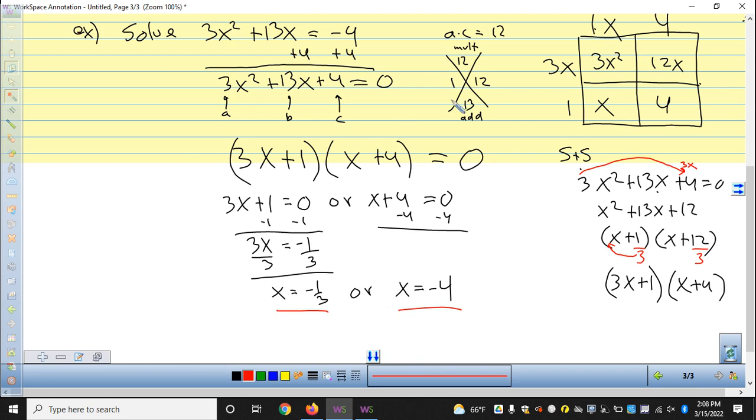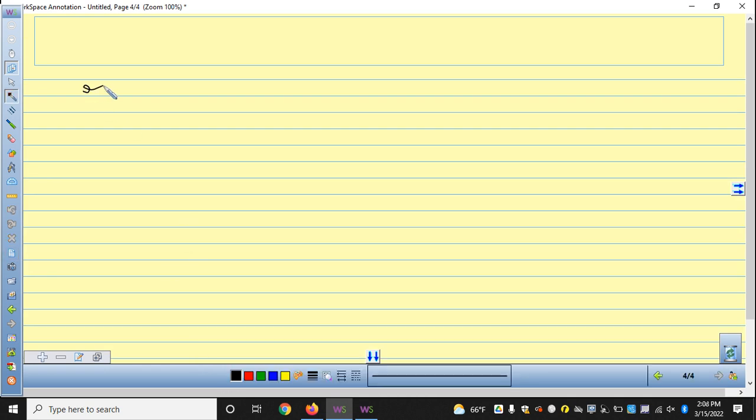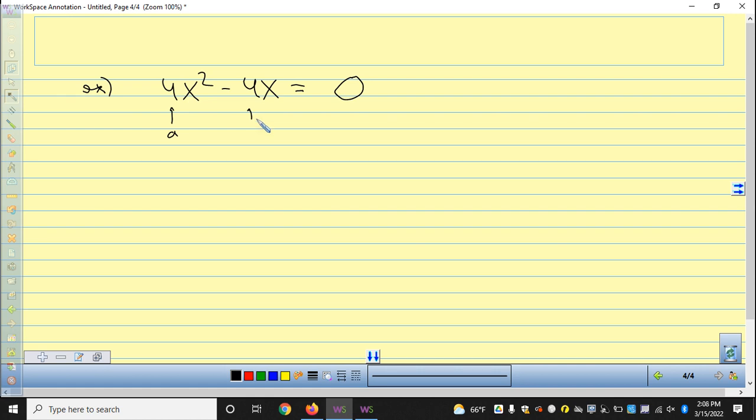Okay, sometimes we don't have to use the cross and the box to do our factoring. Sometimes we can just use a greatest common factor. So let's look at one of those examples. 4x squared minus 4x equals 0. So here I have c equals 0. So there's a, there's b, c equals 0. When I have c equals 0, that tells me that I'm probably going to factor just by finding a greatest common factor.